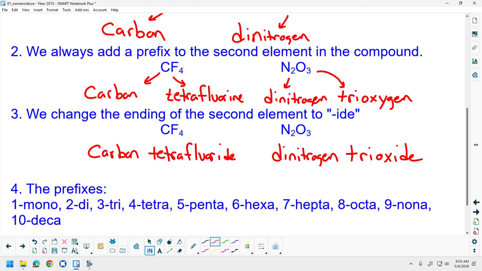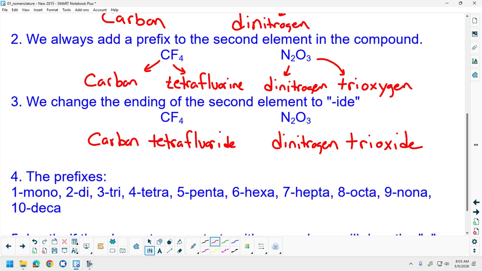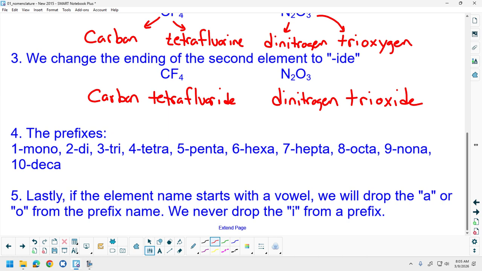Now, going in the reverse order, because the names of these binary molecular compounds tell us what the two elements are and how many of each element are present, writing the formulas for the names is a pretty quick process, and we'll get some examples of that in just a second. So our numeric prefixes, 1 is mono, 2 is di, 3 is tri, 4 is tetra, 5 is penta, 6 is hexa, 7 hepta, 8 octa, 9 nona, and 10 deca. You might recognize several of those prefixes. They're the same prefixes that we use in geometry for naming polygons. So for instance, a pentagon has 5 sides.